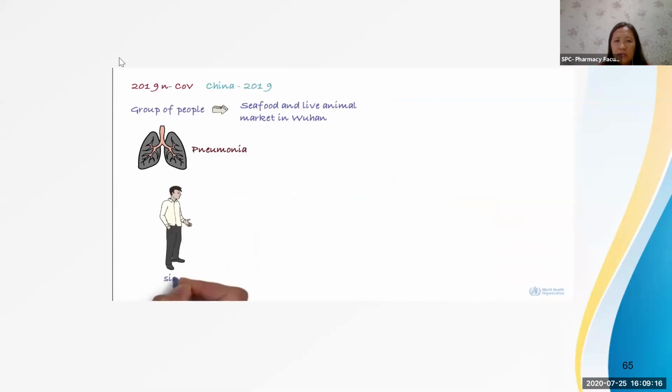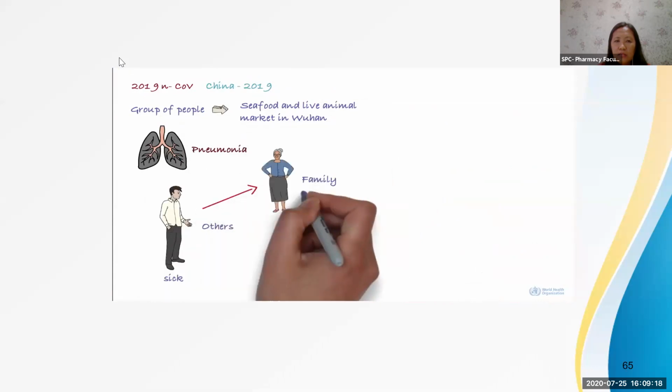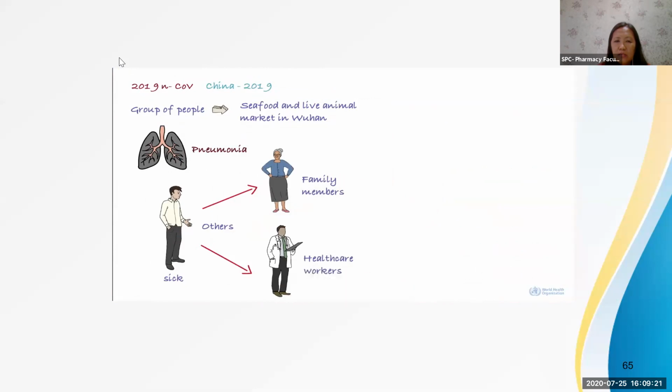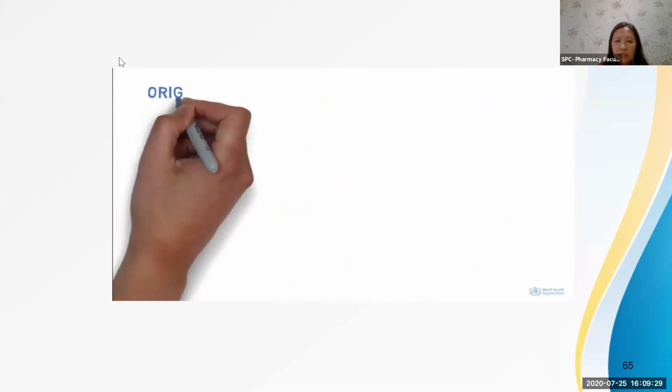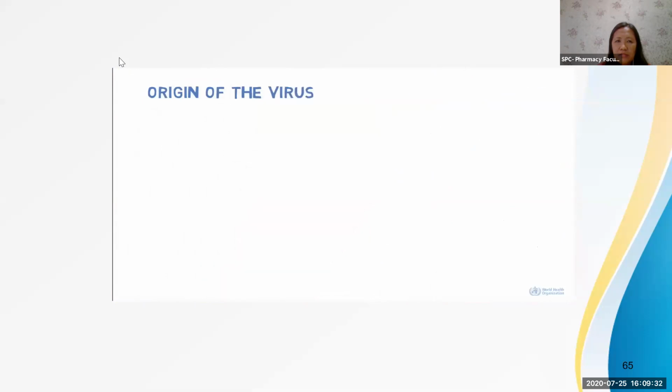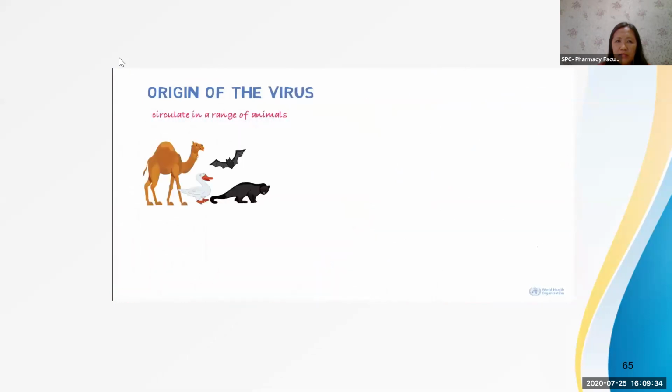The disease has since spread from those who were sick to others, including family members and healthcare staff. There are many cases at present, and the disease has spread within China and also to a number of other countries. So, where did the virus come from? It's known that coronaviruses circulate in a range of animals.